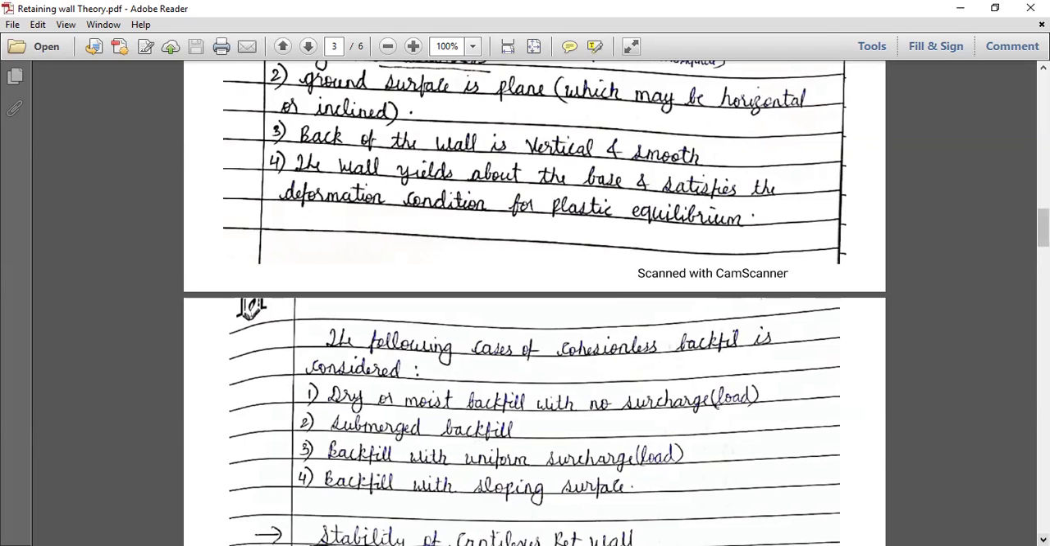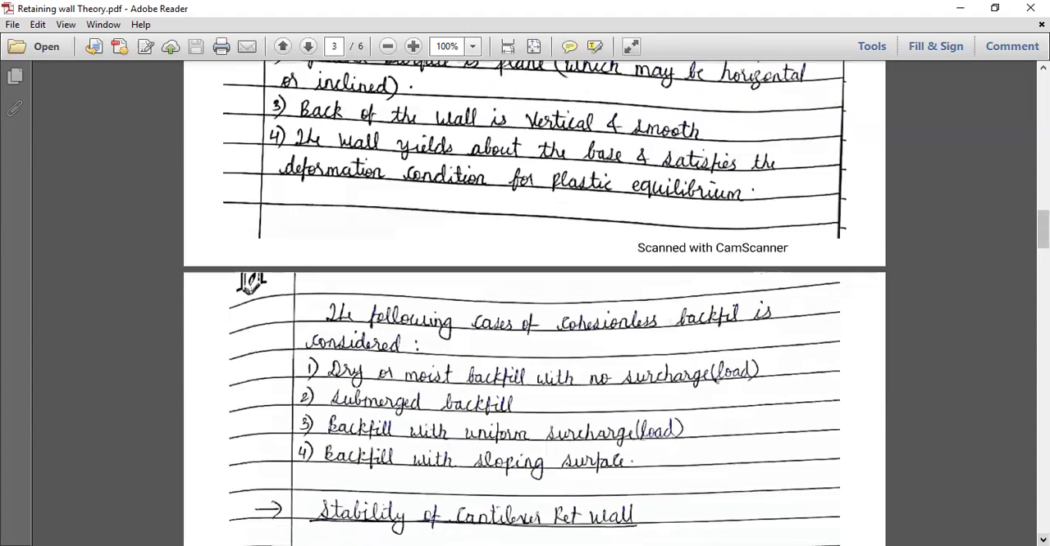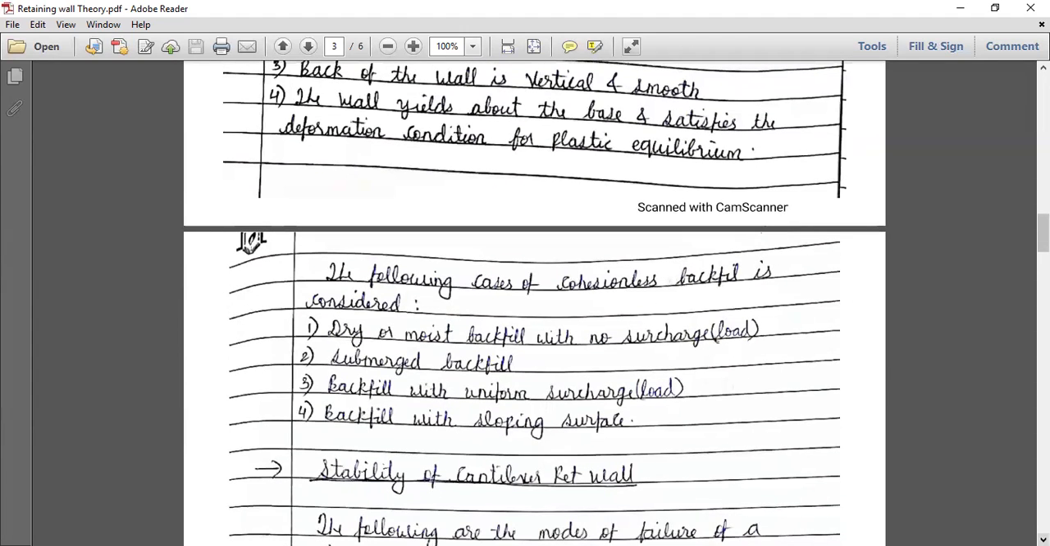Okay, so I hope this is clear. The various cases: dry or moist, submerged, or there can be a load on the backfill, and the backfill can also be sloping. Okay, so these are the various cases.